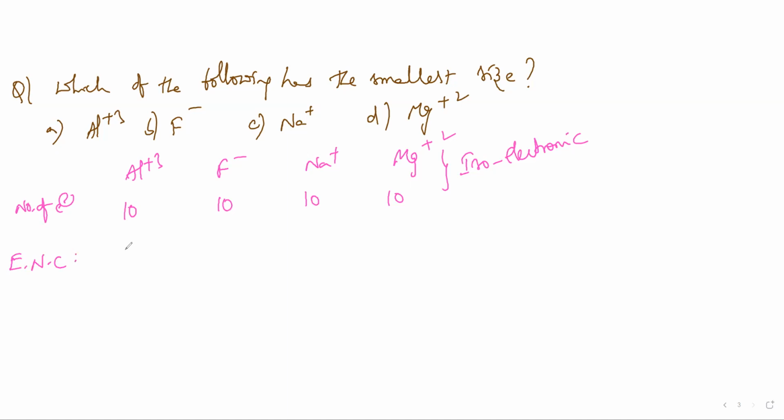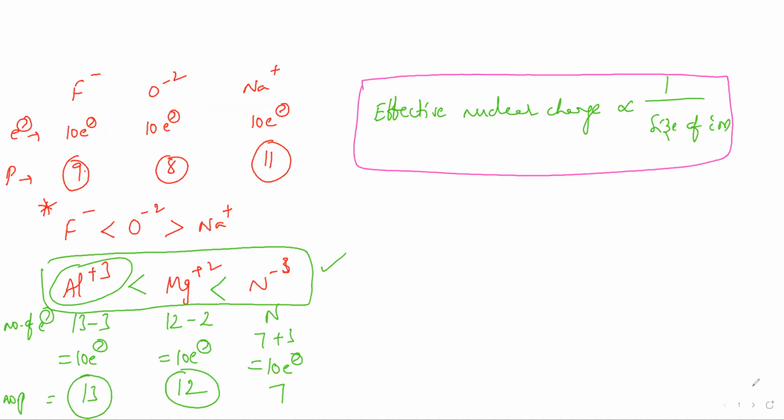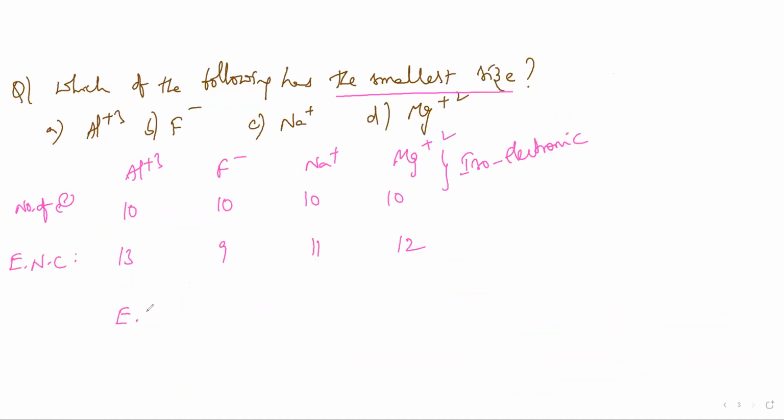Then effective nuclear charge. Let us consider their atomic numbers. Aluminium 13, fluorine 9, sodium 11, magnesium 12. We need the smallest size. What is the previously given relationship? Effective nuclear charge is inversely proportional to size of ion.